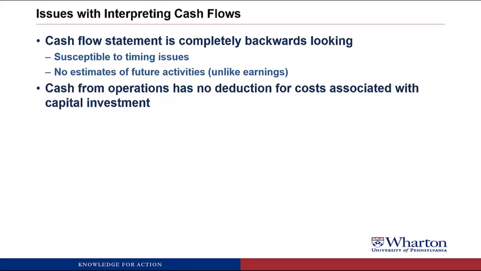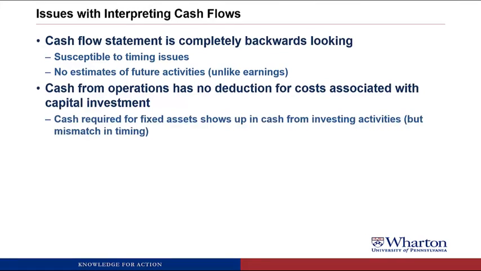The other problem with cash from operations is that there's no deductions for the costs associated with capital investment. So we see in earnings that there's this charge for depreciation, which recognizes the property, plant, and equipment used this period. Whereas when we look on a cash basis, the cash required for fixed assets shows up as cash from investing activities, not as part of cash from operations. And plus, there's a mismatch in timing where it only shows up as cash flow, obviously, when you pay the cash, but then you may end up using that equipment for 10 years without any future cash flow implications.